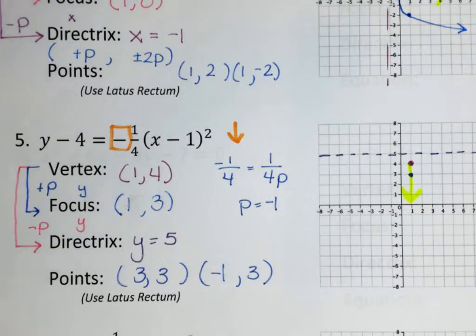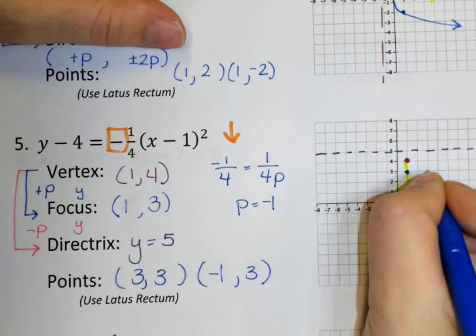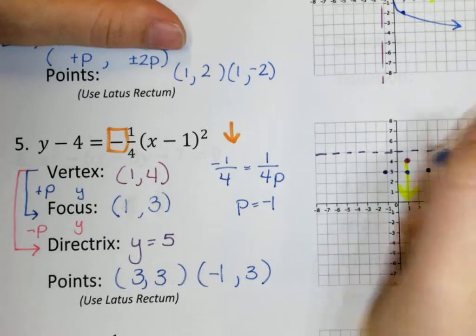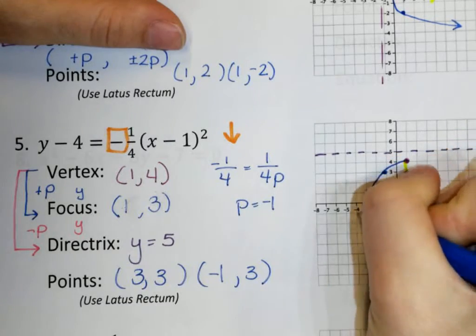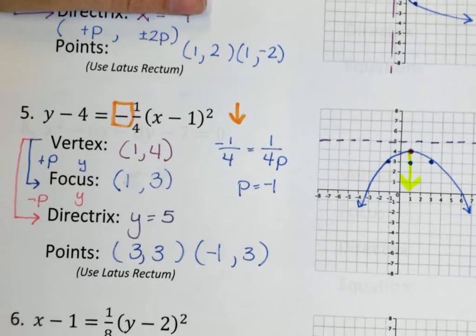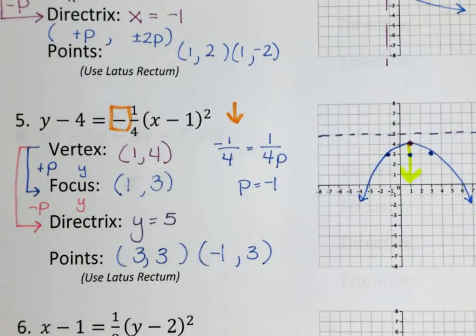All right, so what I'm going to do, I'm actually going to stop us. Oh, wait, no, I got to draw the picture. So 3, 3, and negative 1, 3. And then I just draw through those. Kind of a drunken parabola there, but it's okay.